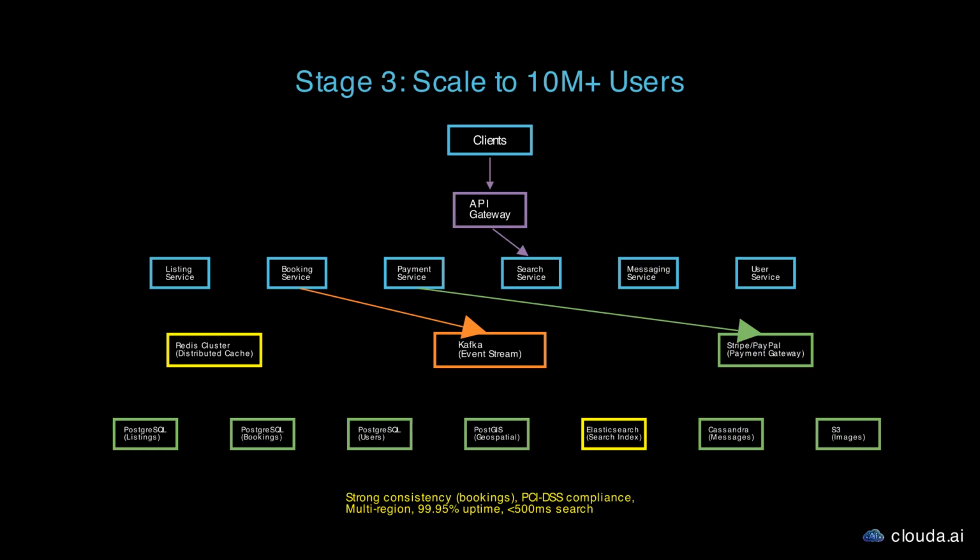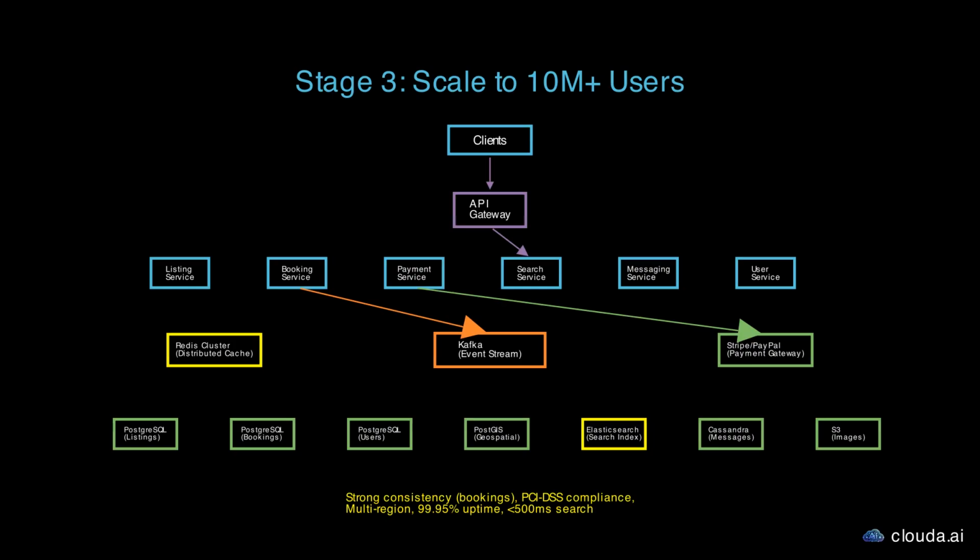We introduce Kafka as our event streaming platform for event-driven architecture. When a booking is made, events flow through Kafka to update availability, trigger notifications, and sync data across services. We use Postgres for efficient geospatial queries to find properties near a location. Redis cluster provides distributed caching for session management and availability checks across multiple regions.